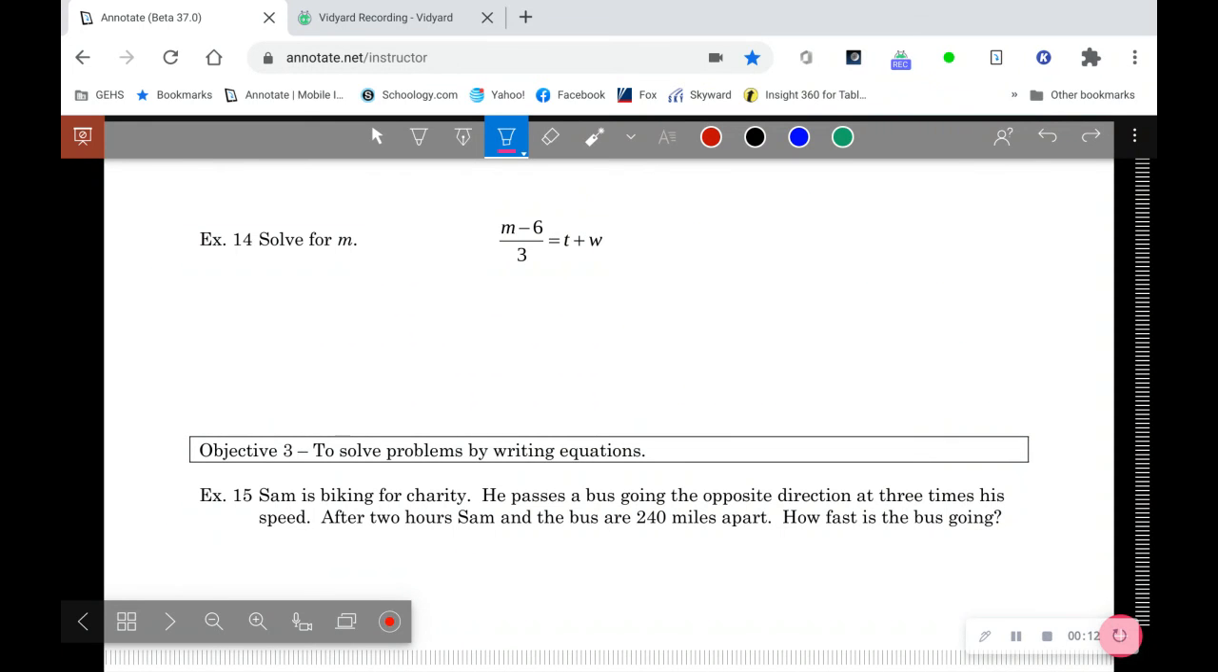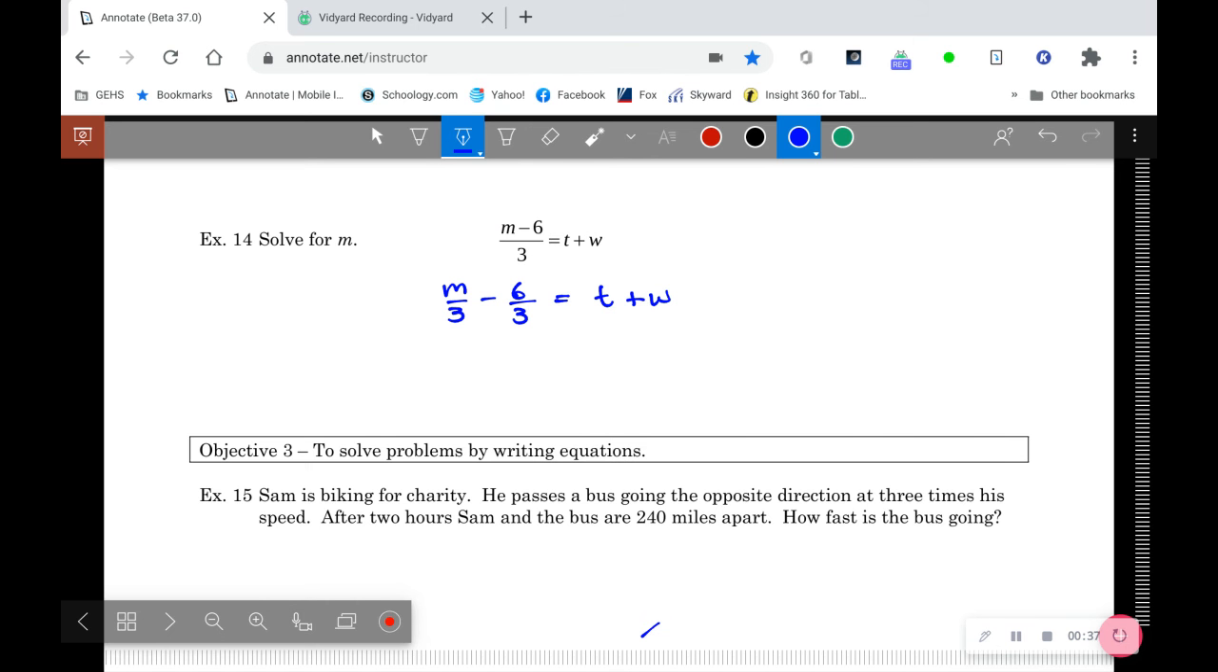All right, so we're going to start with breaking up this left side. We get this long division bar here, and we're going to split it up as m over 3 and negative 6 over 3. So that looks like this, m over 3 minus 6 over 3. You could just put a 2 there if you wanted. I'll get rid of it in a different way in a second.